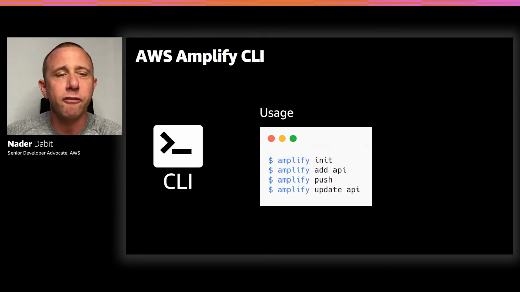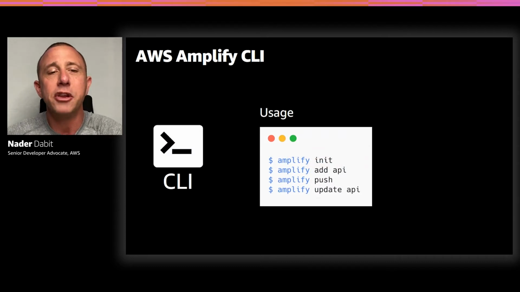So the workflow for working with the CLI looks something like this. Once you've installed the binary, you can initialize a new project by running Amplify init. Once your project is initialized, you can begin adding new features. To add a new feature, you run Amplify add and then the name of the feature. So if you want to add storage, you would run Amplify add storage. If you want to add an API, you run Amplify add API.